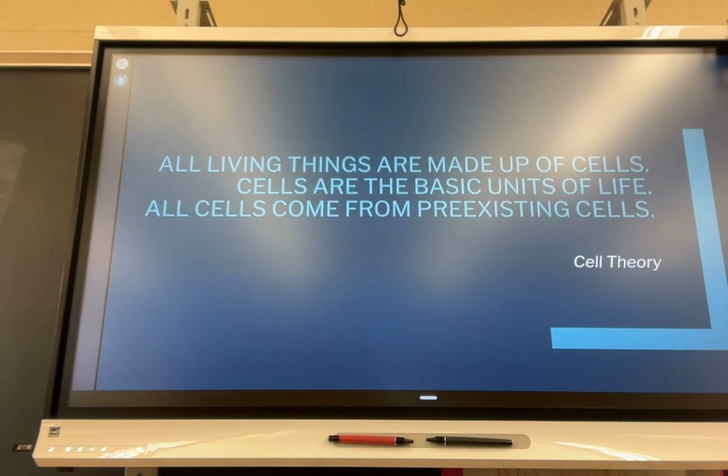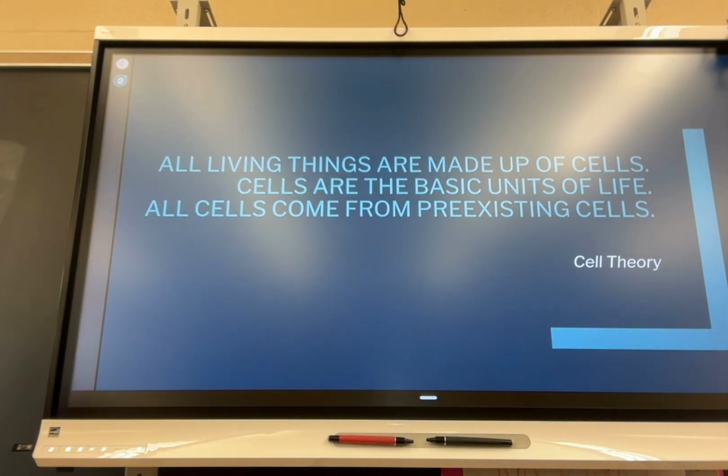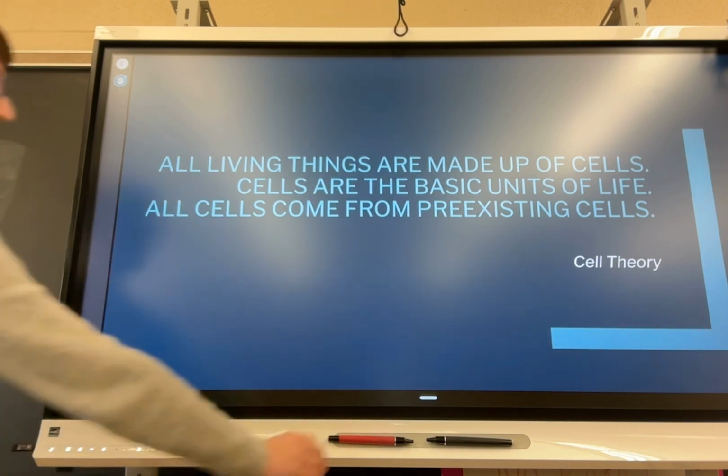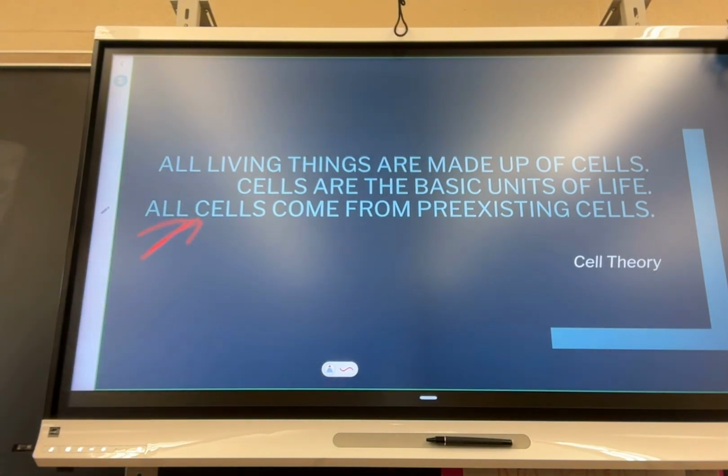But if you remember, back when we talked about cells in Unit 5, we said that all living things are made up of cells, cells are the basic units of life, and all cells come from pre-existing cells. So we're going to be talking about cells and focusing on this one right here. All cells come from pre-existing cells. So we're going to be talking about how cells create new cells.